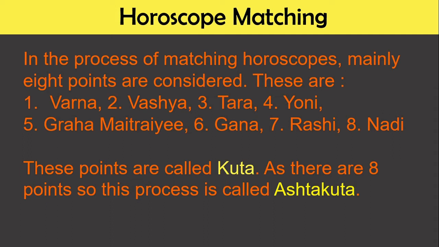In the process of matching horoscopes, mainly 8 points are considered. These are Varna, Vaisya, Tara, Joni, Graha Maitri, Gana, Rashi and Nari. These points are called Kuta. As there are 8 points, this process is called Ashtakuta.